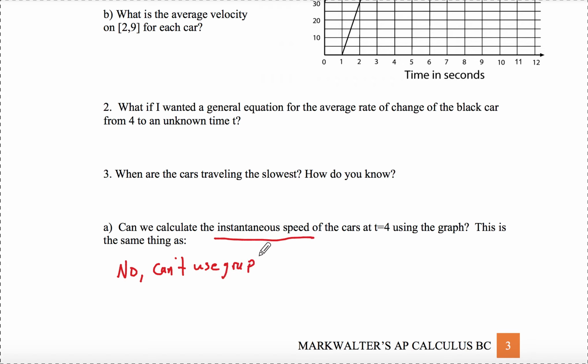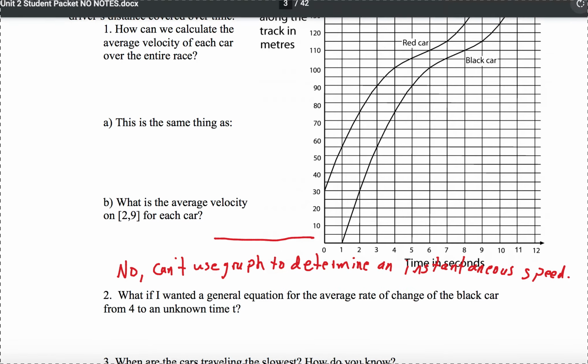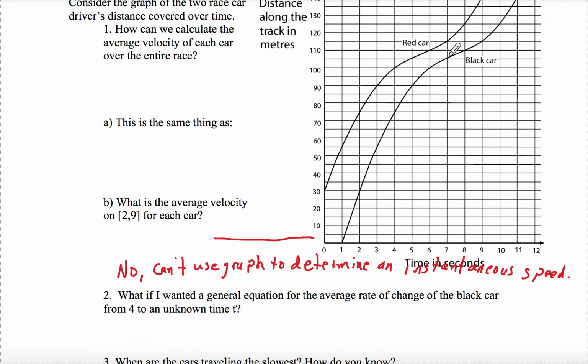We can't use the graph to determine an instantaneous speed. But those little lines that we drew in here have a name. They have a special name. If I go back up here and draw in another one of those little lines that represent the slope at a specific point, those lines that kind of just skim the surface of the graph are what we call tangent lines.